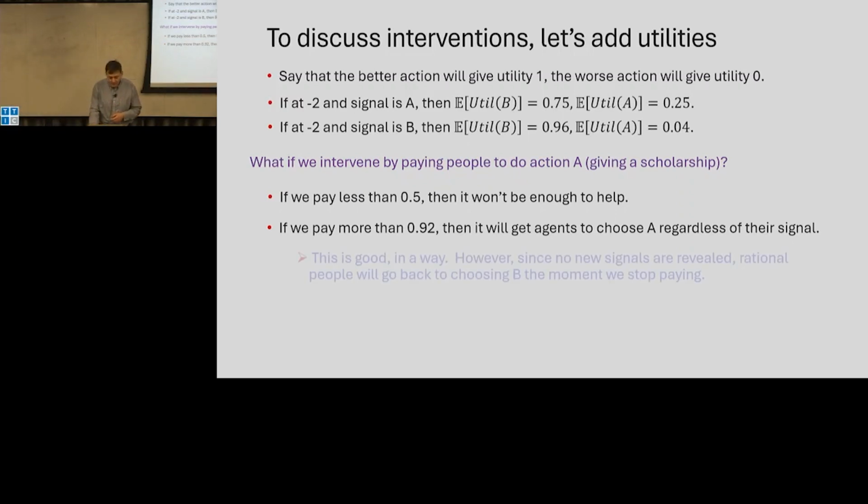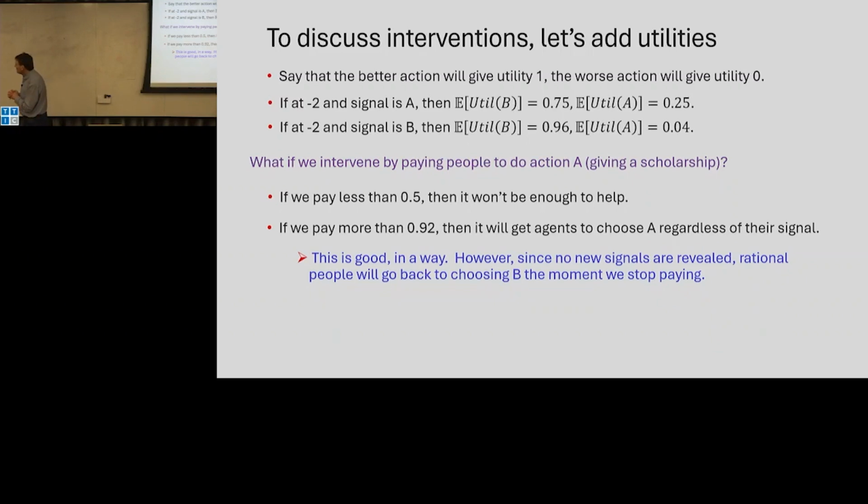Okay, that's good in a way, but no new signals are revealed. So once you stop paying, rational people will go back to choosing B, because they'll go and look at all the people who chose A before them, and they just went to A because you paid them to do it. It says nothing about their signal.